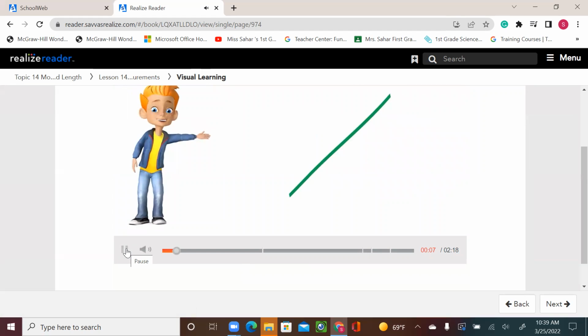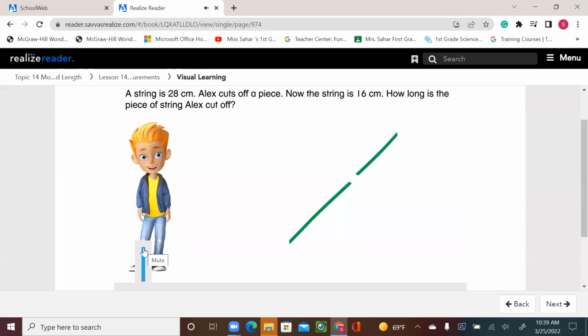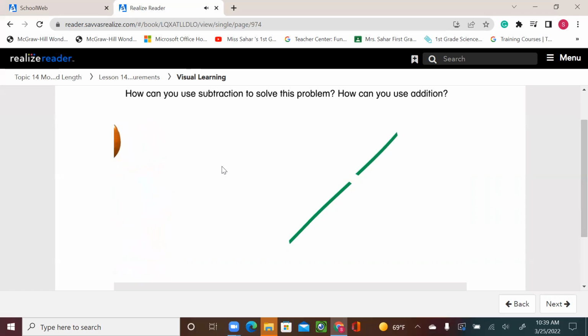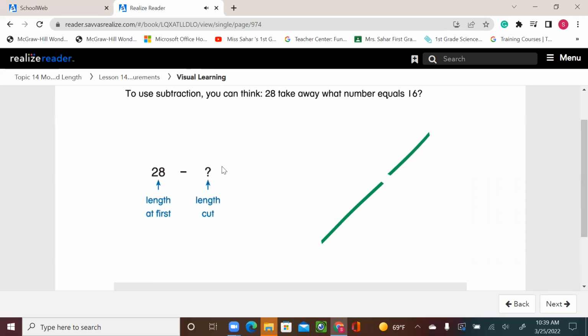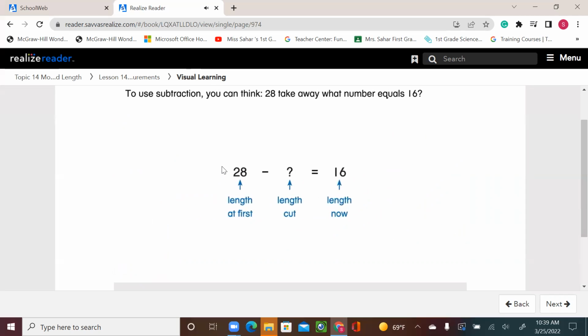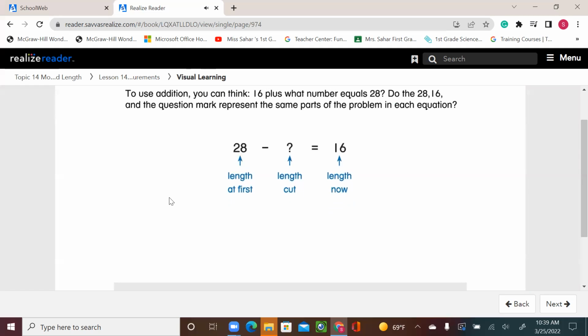A string is 28 centimeters. Alex cuts off a piece. Now the string is 16 centimeters. How long is the piece of string Alex cut off? How can you use subtraction to solve this problem? How can you use addition? To use subtraction, you can think 28 take away what number equals 16. To use addition, you can think 16 plus what number equals 28.